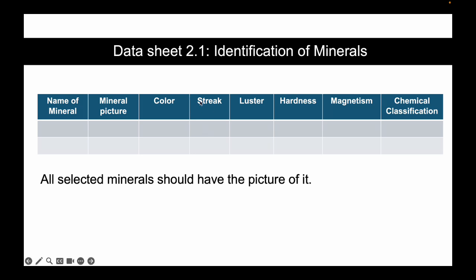Then you are going to record your data on this data sheet or table: name of mineral, mineral picture, color, streak, luster, hardness, magnetism, and chemical classification. For each of the selected minerals, you should take a picture of it and put it in your data sheet.